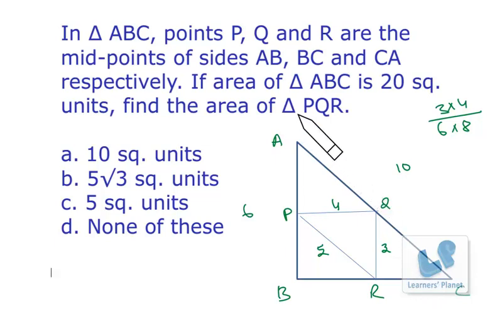So if the area of the larger triangle is 20, then the area of this triangle, that is triangle PQR, where P, Q and R are the midpoints of the given sides, will be 1/4 of 20, so that's 5. Okay.